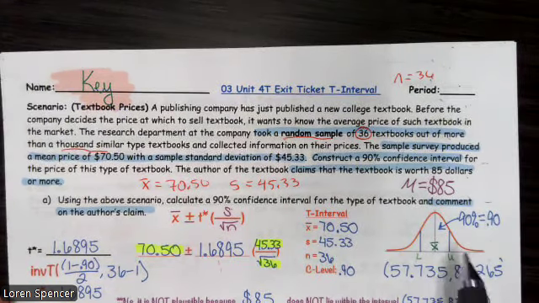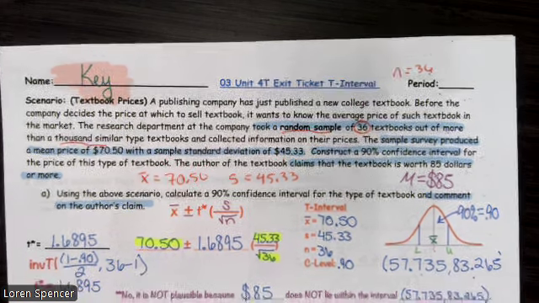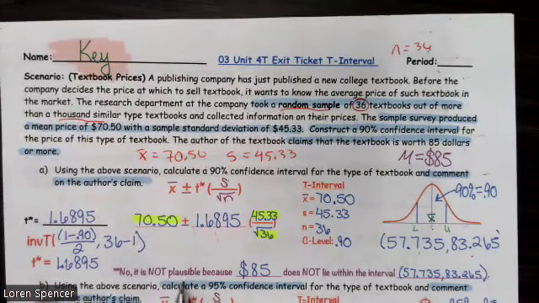So when we actually were drawing our picture, all confidence intervals are centered on X bar. So this is centered on that 70.5. That's exactly in the middle. There's my lower bound that I calculated. There's my upper bound. So now we're supposed to comment on whether or not it's worth $85.